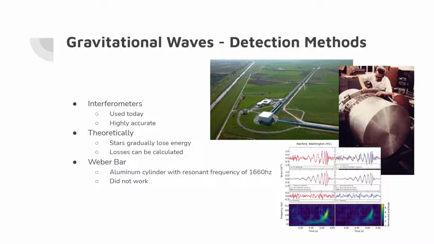Another way to do it is you can also theoretically calculate the gravitational radiation by using Einstein's theory of relativity, such as how Taylor and Hulse did with their binary star system. And lastly is Weber's bar. Although unsuccessful, he attempted to detect gravity waves using his large aluminum bar, but it was never verified.